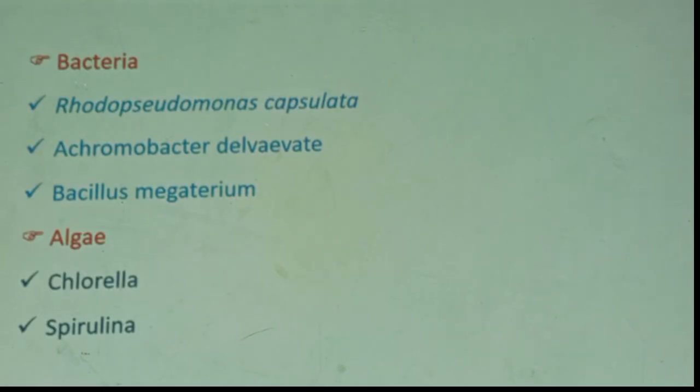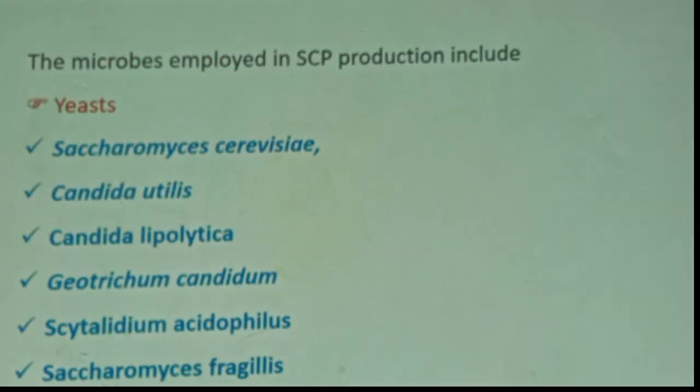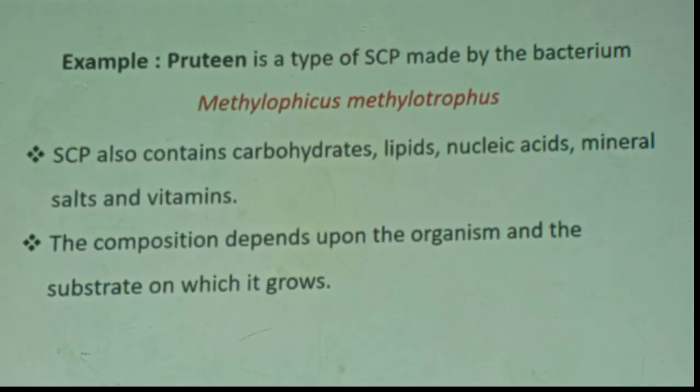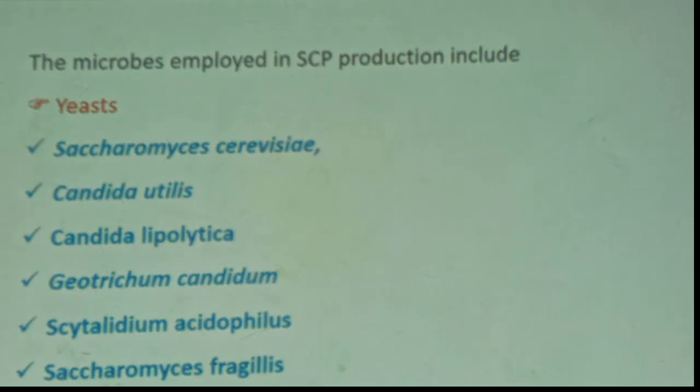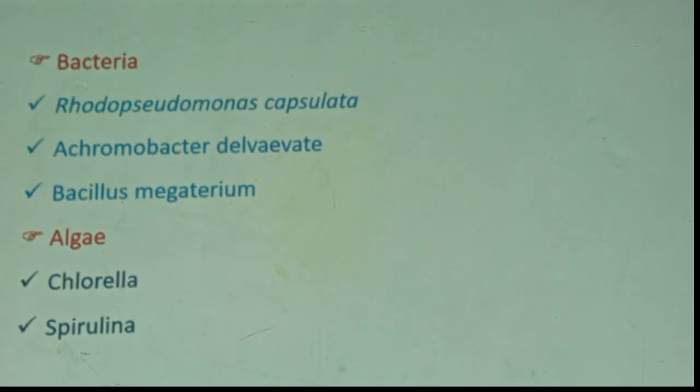From bacteria, if you know these three, together with, of course, the source of protein, you know this Methylophilus, Methylotrophus. This is also one candidate. I didn't describe it under this list of bacteria. Rhodopseudomonas capsulata, Achromobacter, Bacillus megaterium. These are the three together with the others. Therefore, these are the bacteria selected as a source of single cell protein, or as a source of protein-rich food.